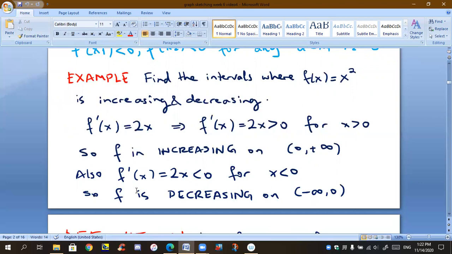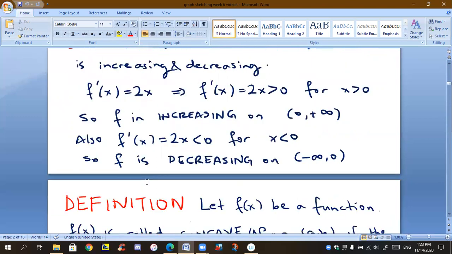If f prime is negative, then the function will be decreasing. So when can 2x be negative? For all numbers when x is less than 0. For negative numbers, 2x will also be negative, so f prime will be negative. That means f is decreasing. So we say that f is decreasing on the interval minus infinity to 0.